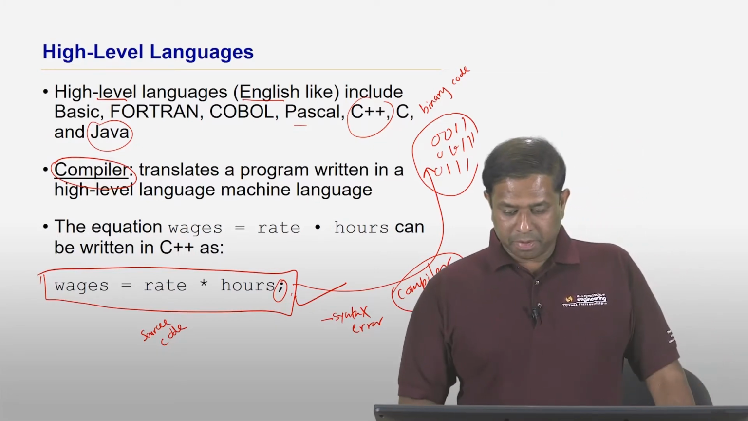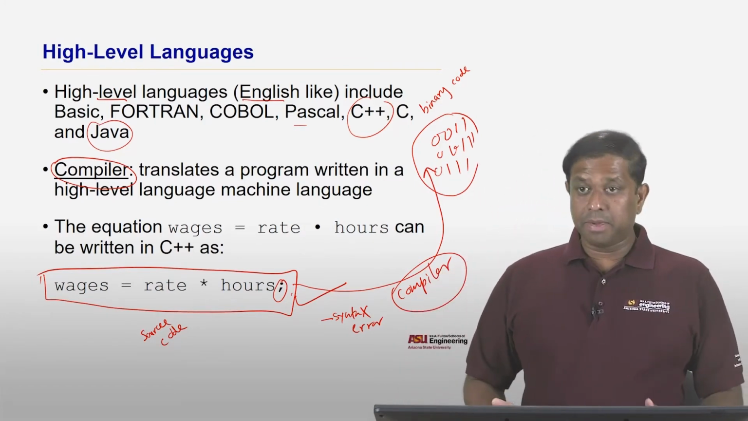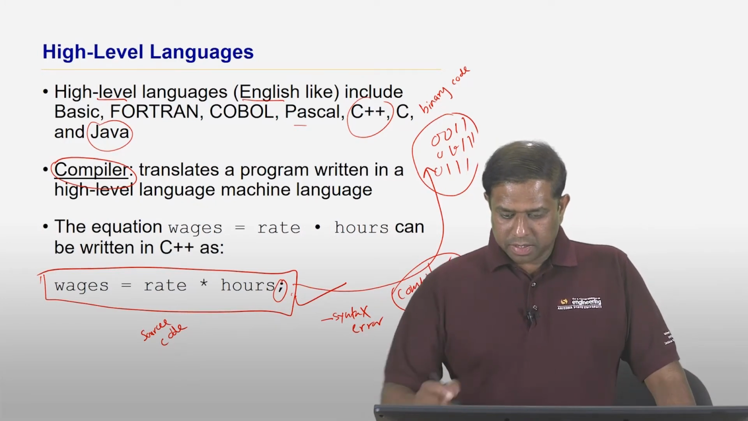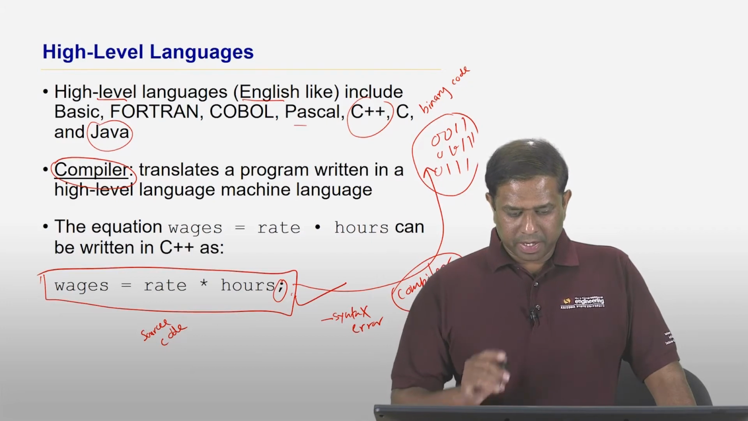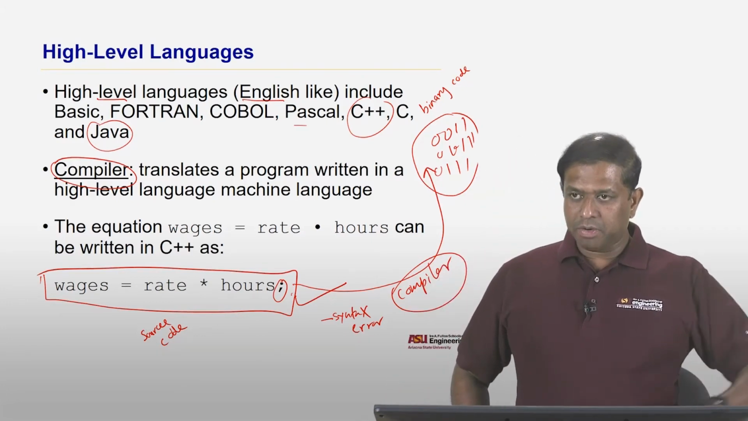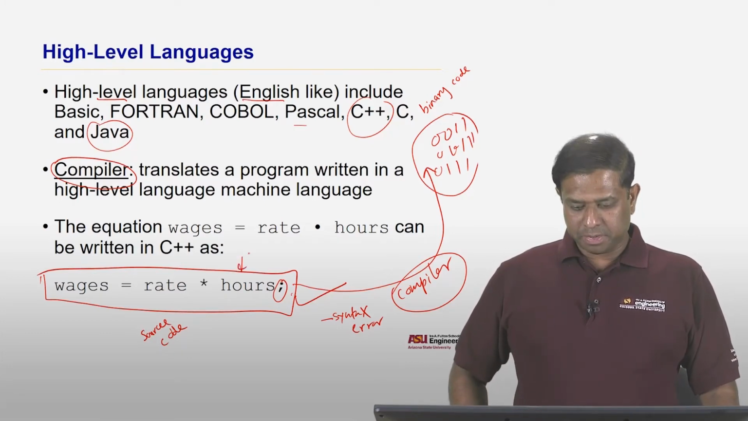If the program is a correct program, it will generate the binary code. So then that binary code can be executed. All right. Now that we kind of understood what the process is, let's take a look at a C++ program now and see how we can put an instruction like this into a C++ program.